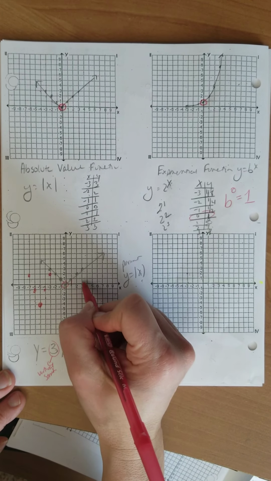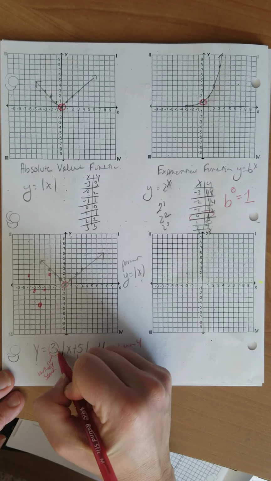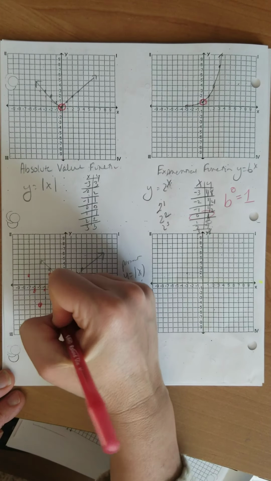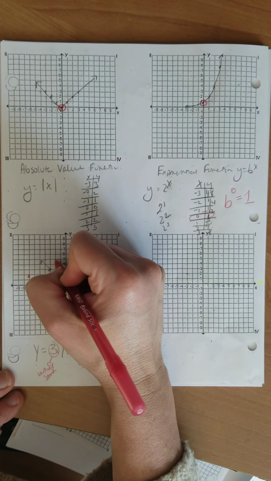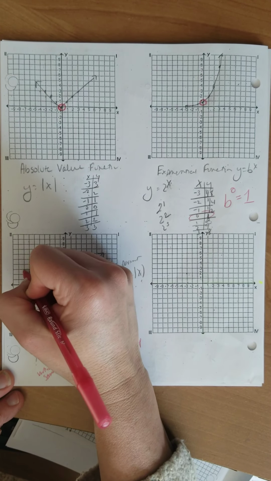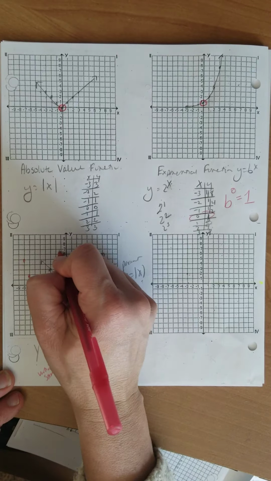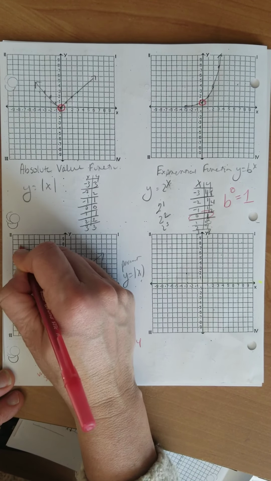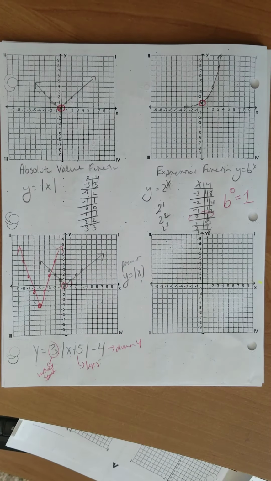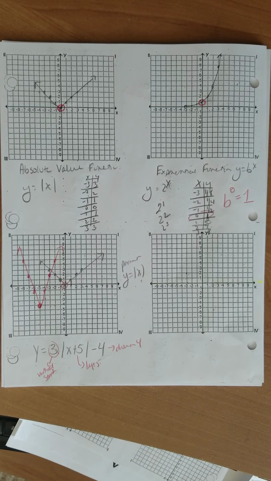And then finally, I went up 3 here. 3 times this 3 is 9. So go to the right 3. Up 9. So this was 6, 7, 8, 9. And this was 6, 7, 8, 9. There we go. That's my stretch of 3. Do you have to have the parent graph down? No. Is it super helpful? Of course it is, okay?